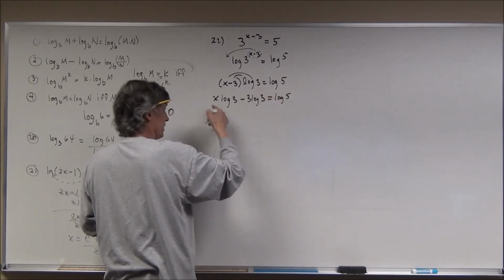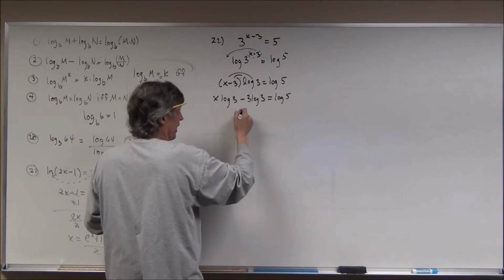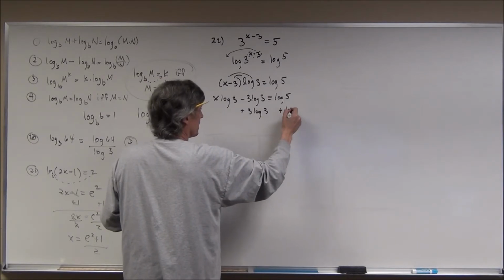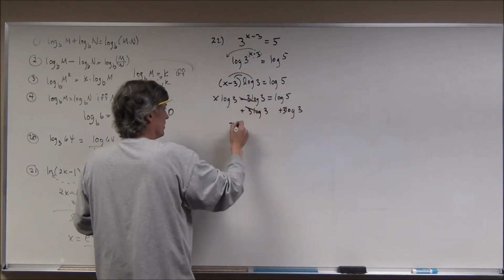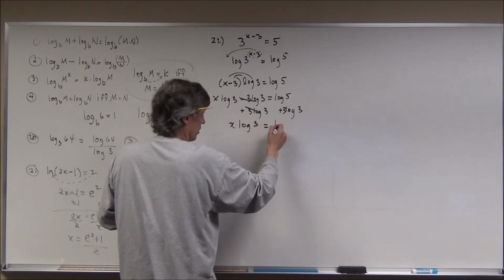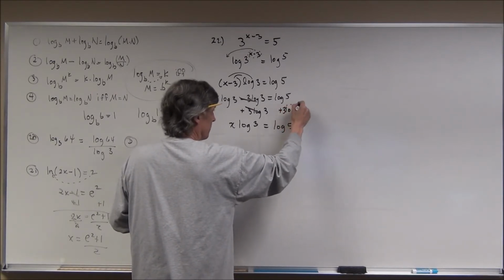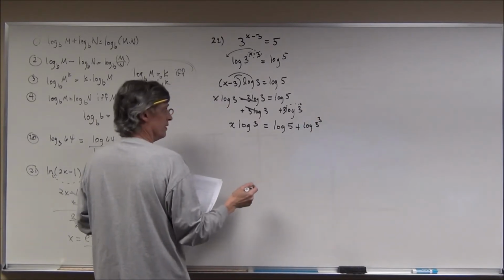I'm going to try to get the variable all by itself. I've got to get rid of the stuff around it. I'm going to add 3 log 3 to both sides. Now, think about this. This is log of 5 plus 3 log 3. I can bring the exponent up here, and I would have the log of 3 to the third, which is 27.